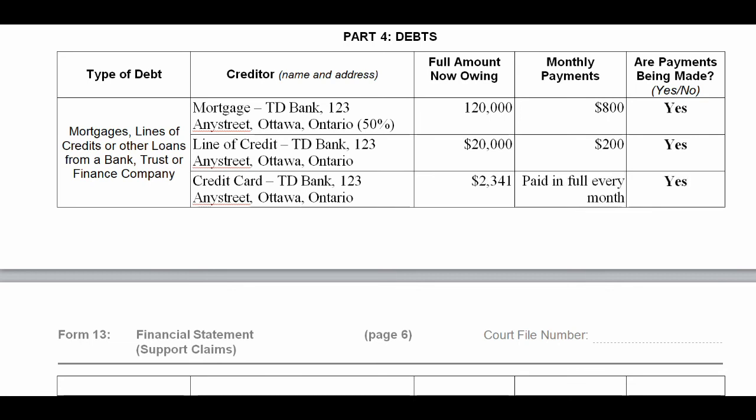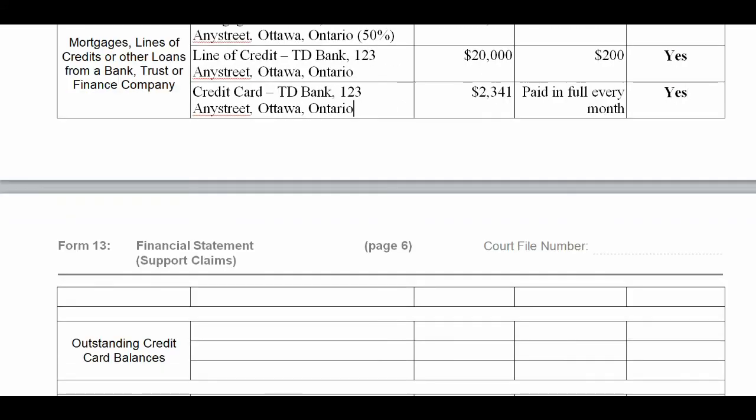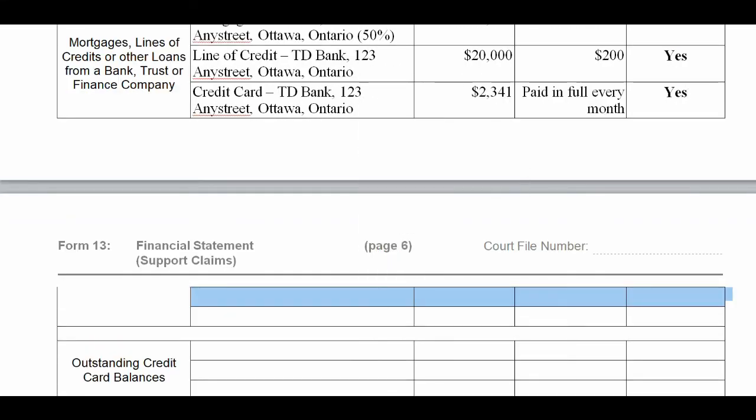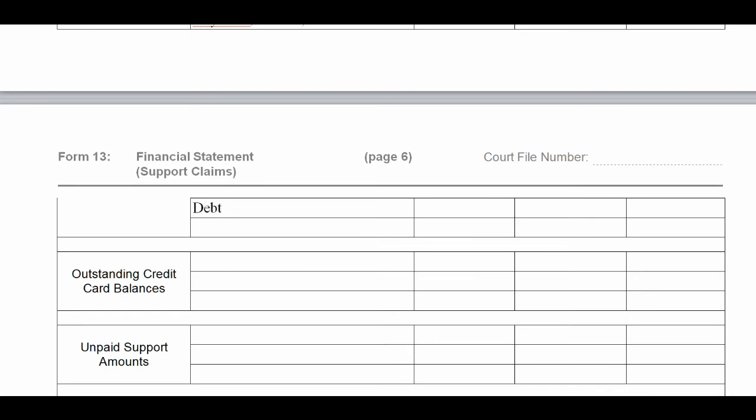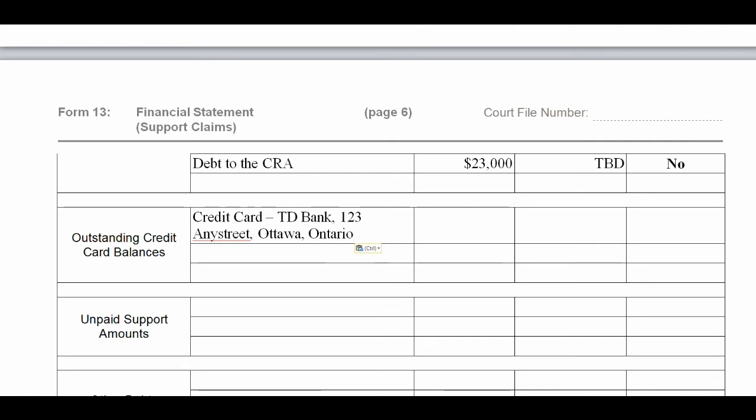An example of something where payments may not be made currently would be something like a debt to a friend with no repayment date, a debt to the CRA, for example. Let's say the CRA says you owe $23,000 in taxes and you haven't started to make payments on those arrears yet. Maybe you're disputing the amount. You're going to put TBD, to be determined, for the amount, and that payments are being made. You would write no. If there's anything outstanding at the end of the month for a credit card, we're going to include that as well.